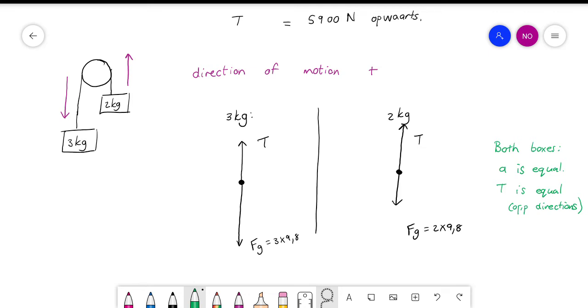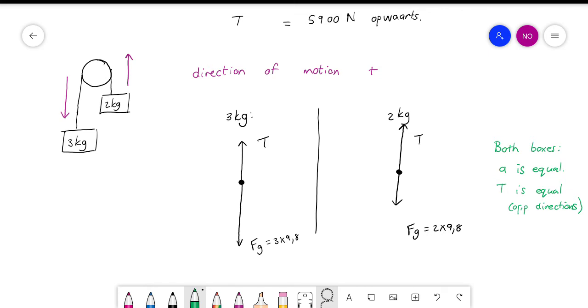Maar die spanning wat die 3 kg boks ervaar is opwaarts, nee? En die spanning wat die 2 kg boks ervaar is ook opwaarts, maar onthou, ons het nou daai rigting as positief gekies. Okay. So the one will be against motion and the other one will be with motion. So ewe groot, maar teenoorgestelde rigtings.